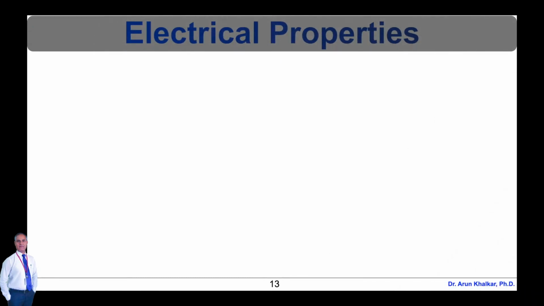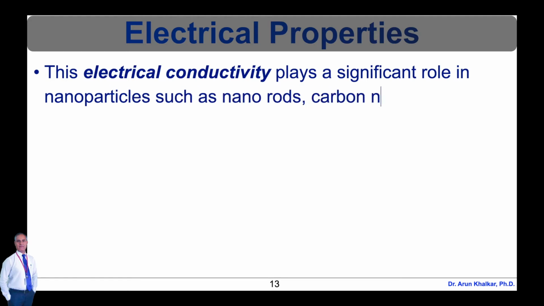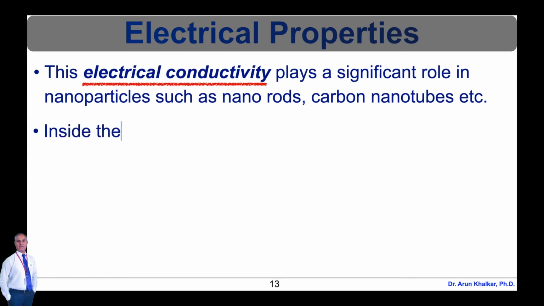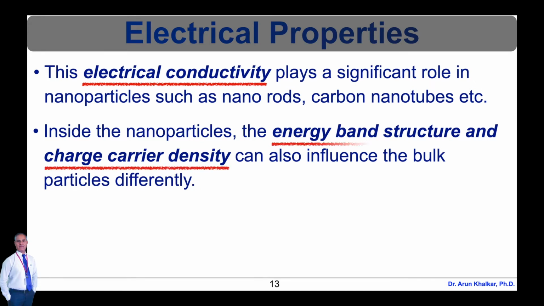Now let's see the electrical properties of nanomaterials. We know that every particle has some electrostatic property. Thus, nanoparticles also show a wealth of conduction differently. This electrical conductivity plays a significant role in nanoparticles such as nanorods, carbon nanotubes, etc. Inside the nanoparticles, the energy band structure and charge carrier density can also influence them differently from bulk particles. For example, high density electron storage is possible using quantum dot devices that use lasers and light emitting diodes.